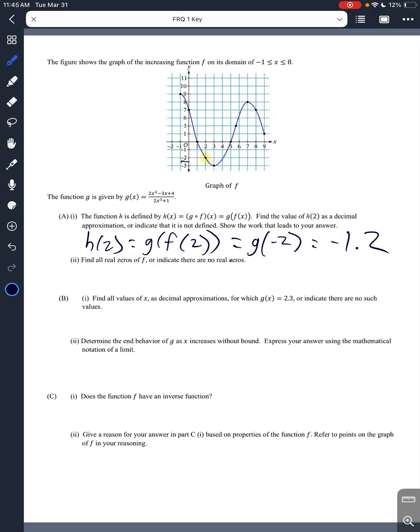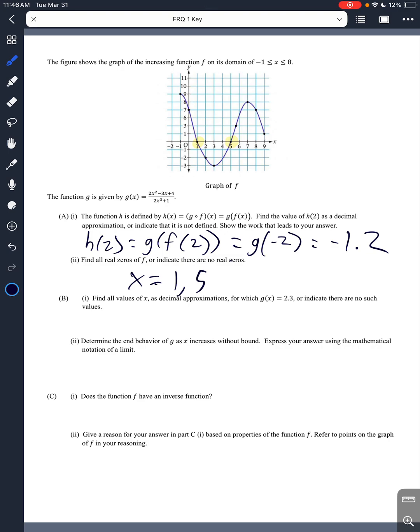Number 2, this can be a variety of things, but for this one, it is find all real zeros of f. So 0 for f is our graph. That is where it crosses 0. So we can pretty clearly see there are 2 zeros for f. That is going to be at x equals 1 and x equals 5. You could also write this as x equals 1, 5. That would also be fine.